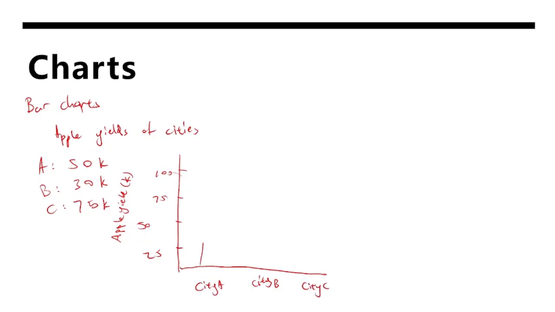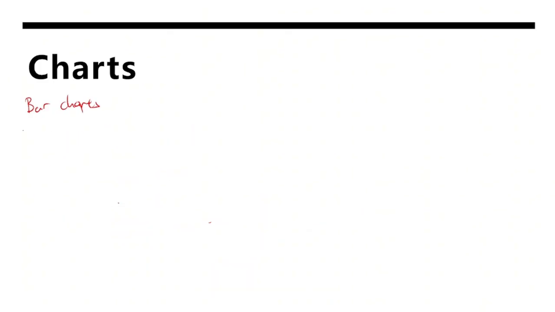So we should draw a bar aligned with its value. City B is 75, so it's here. And city C is 30, so about here. Bar charts are really good at comparing data, so we can obviously see among these three, city B has the most yield, then city A, and then city C.